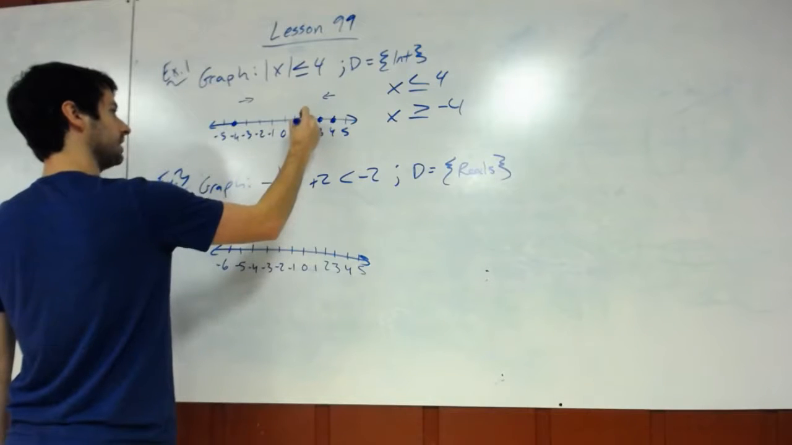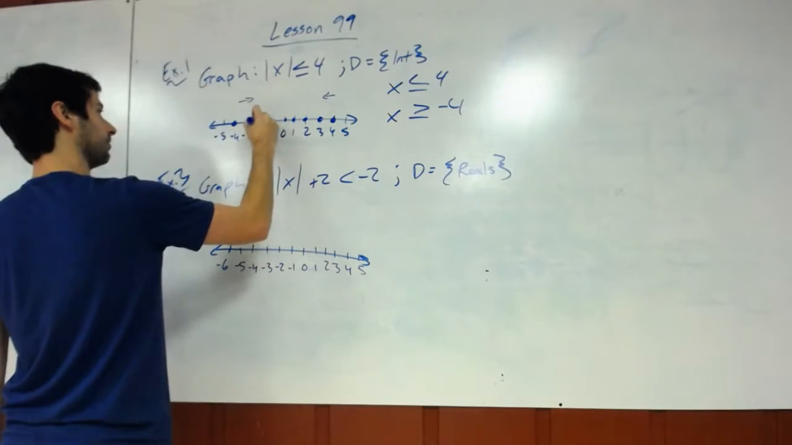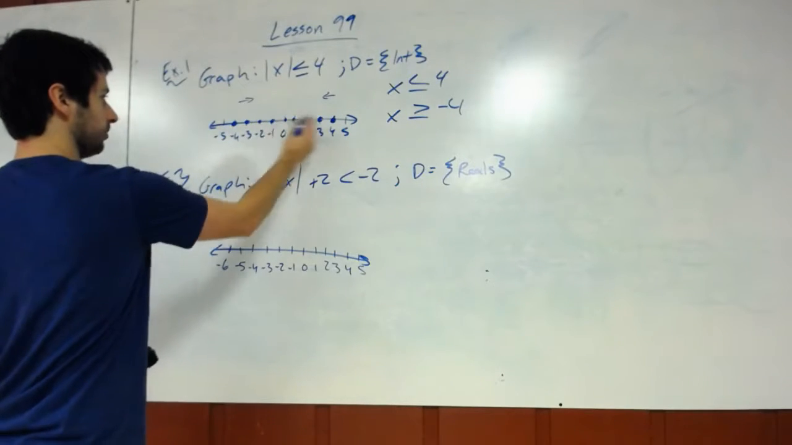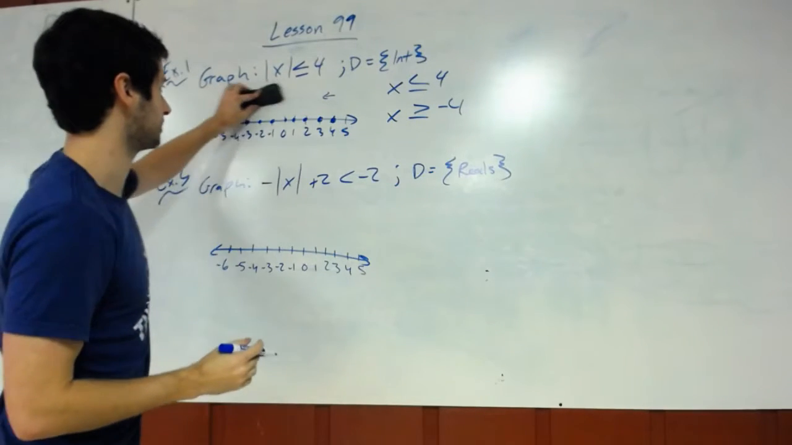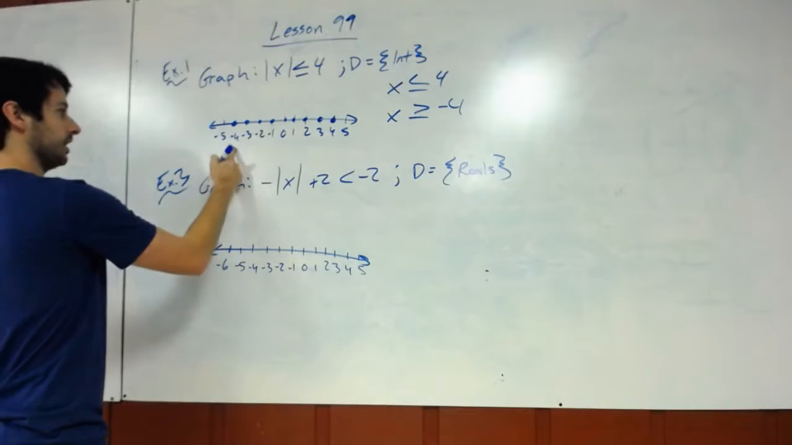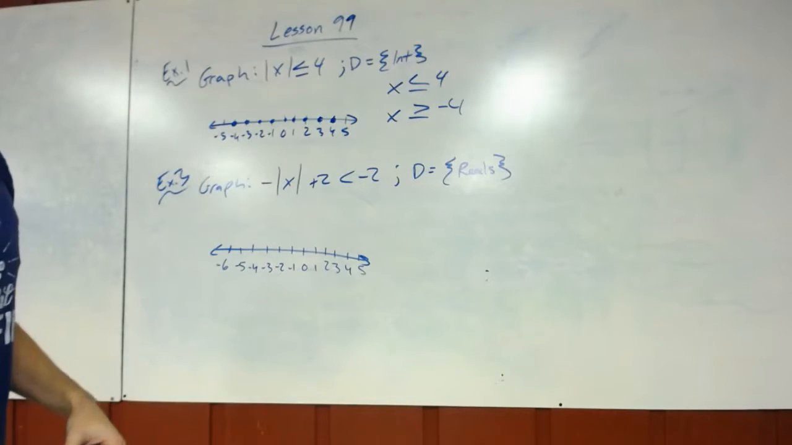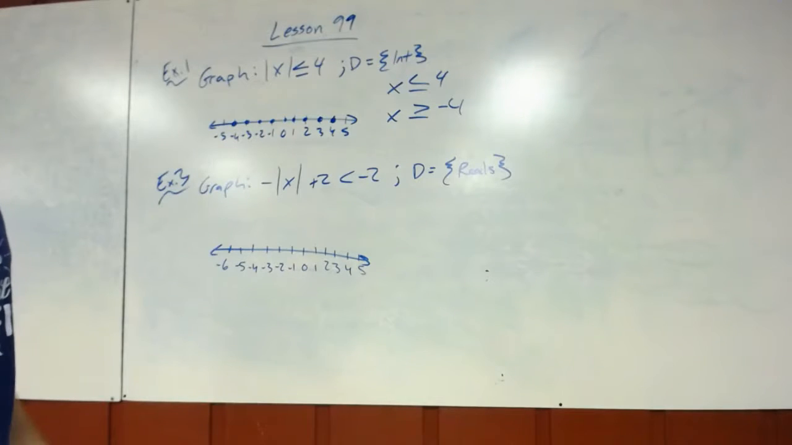Since it's integers, we have to fill in the circles. If it was real numbers, we could shade in between the two dots, but it's integers, so your numbers would be negative 4, negative 3, negative 2, all the way to positive 4. So that is how you graph that number line. Now let's look at another one.